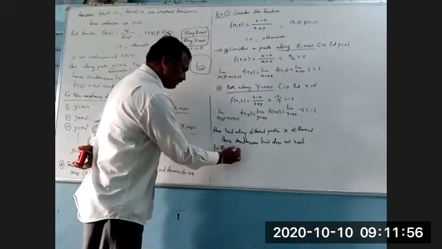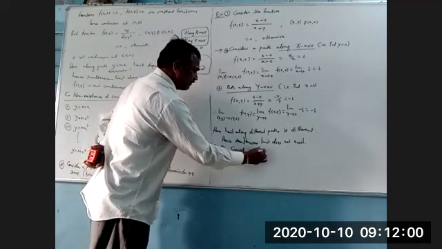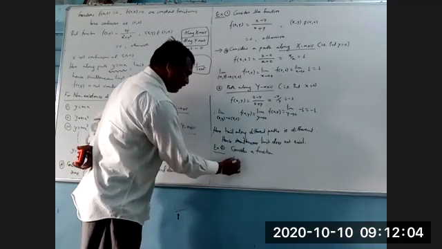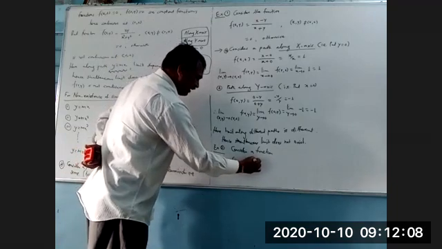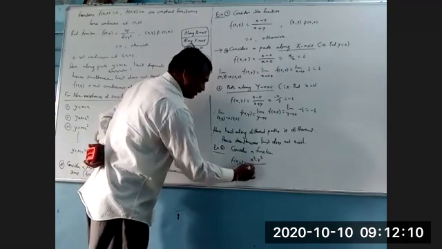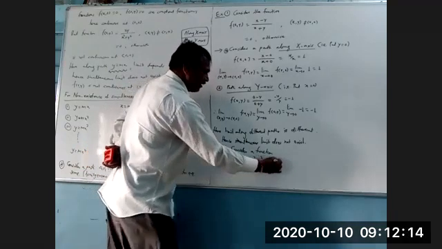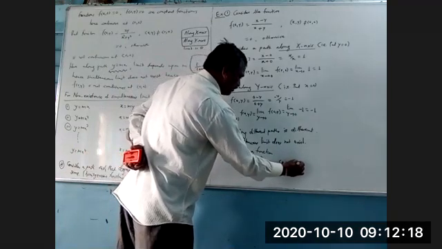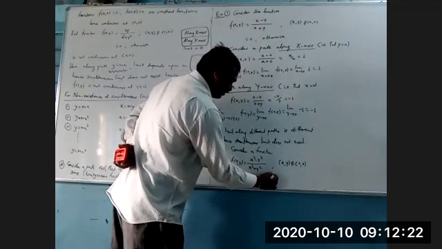Consider the function f of x y is equal to x squared minus y squared upon x squared plus y squared, provided (x, y) is not equal to (0, 0), and is equal to 0 otherwise.